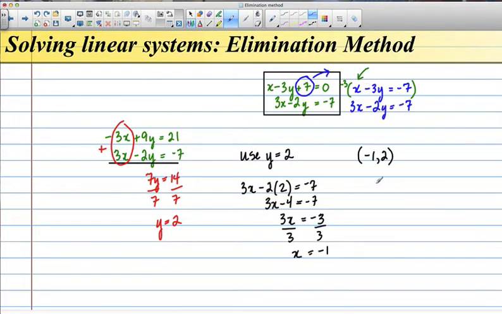Let's perform a check. x minus 3y plus 7 equals 0. Plugging in the x and the y value. Negative 1 minus 3 times 2 plus 7. Does that equal 0? Minus 1 minus 6 plus 7. Does that equal 0? And in fact, 0 does equal 0.